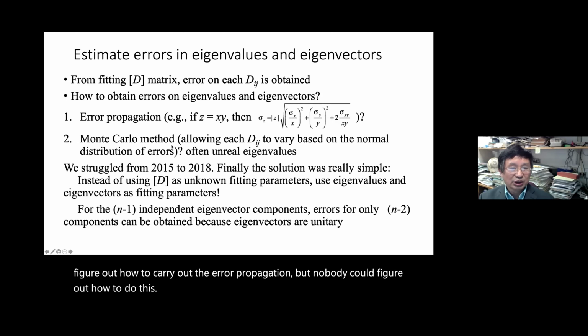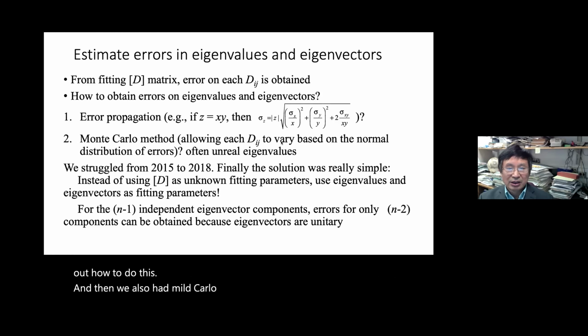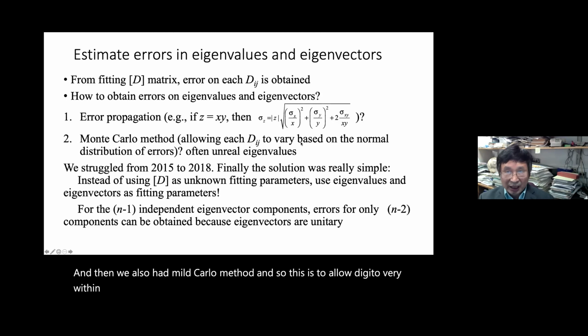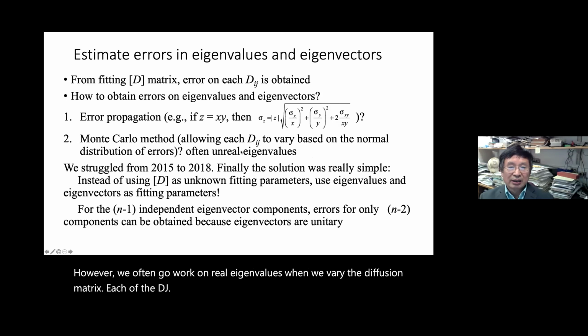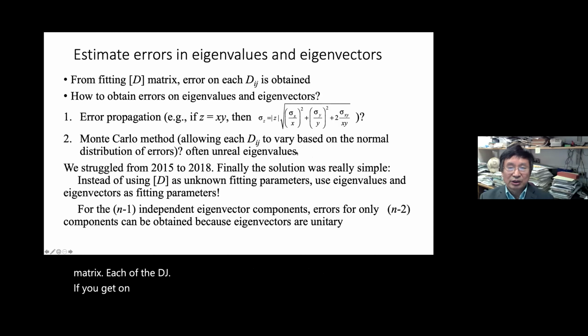Then we also tried a Monte Carlo method. This allows Dij to vary within its error range based on the normal distribution of the error. However, we often get unreal eigenvalues when we vary each of the Dij in the diffusion matrix. If you get unreal eigenvalues, we cannot solve the diffusion problem. Therefore, we cannot use this kind of method to find the errors on the eigenvalues and eigenvectors.